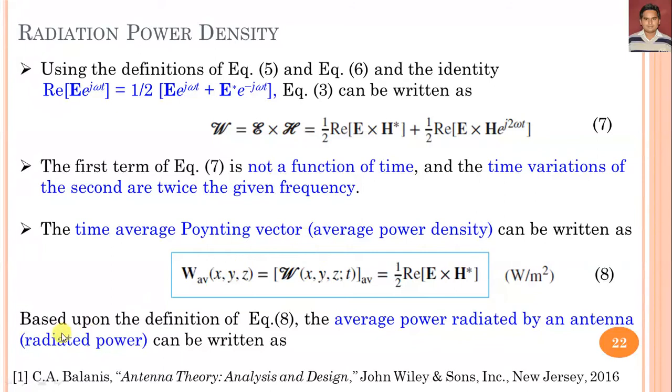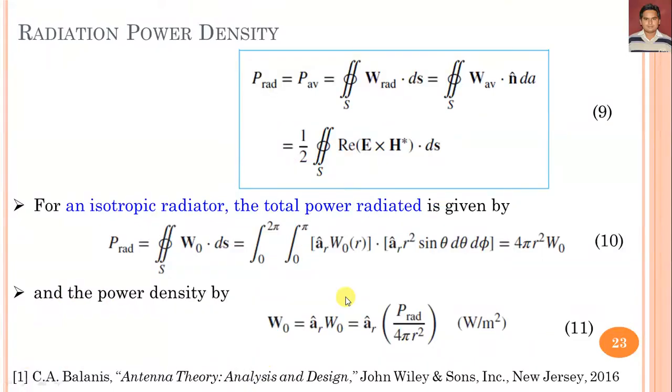Based upon equation 8, the average power radiated by the antenna can be written as P radiated equals the integral of W average dot ds. These are vector quantities integrated over a closed surface, I mean a sphere. By using this expression we can calculate the radiated power.